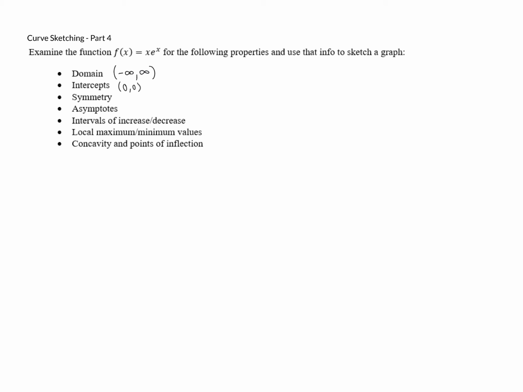For symmetry, there is no symmetry here. e to the x is not a function that is symmetric, and multiplying that by x doesn't change it. There is no symmetry here. As far as asymptotes go, if this x wasn't here, and it was just f of x equals e to the x, we know that there would be a horizontal asymptote at y equals 0. The x-axis would give us a horizontal asymptote, specifically on the left-hand side. As x goes towards negative infinity, e to the x approaches 0. But the problem is that we've got this x here, which makes things more complicated.